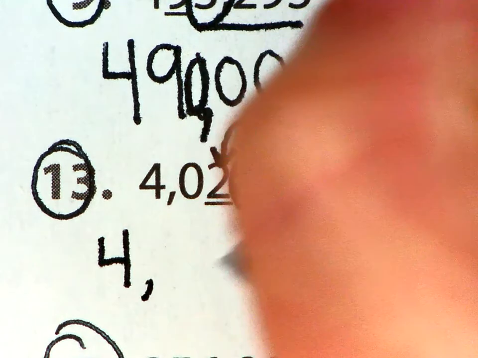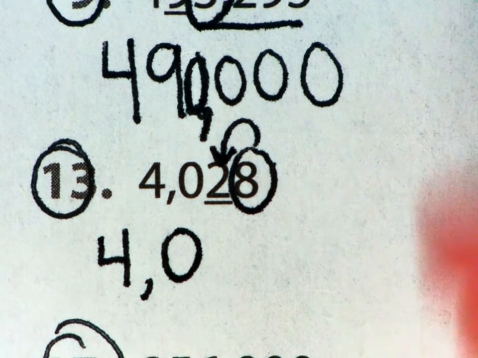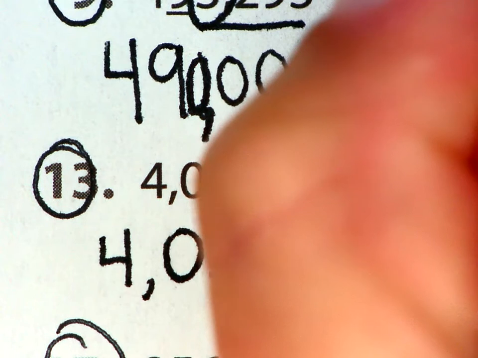Again, the 4 in the thousands place stays the same, as well as the hundreds, but now we need to think. 5 or more, let this soar. The 2 becomes a 3, and the 8 becomes a 0.